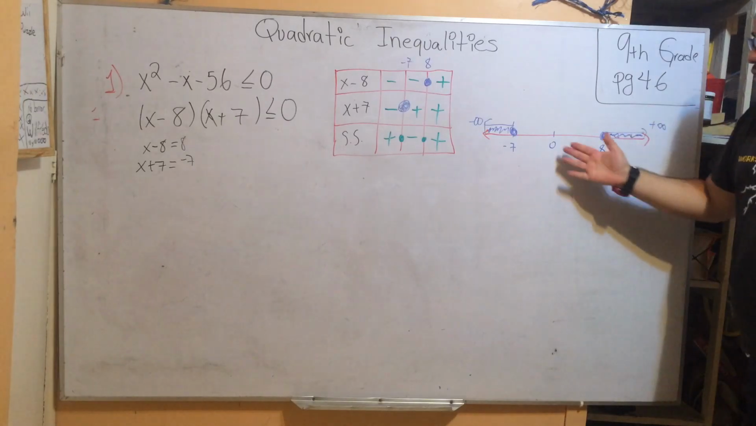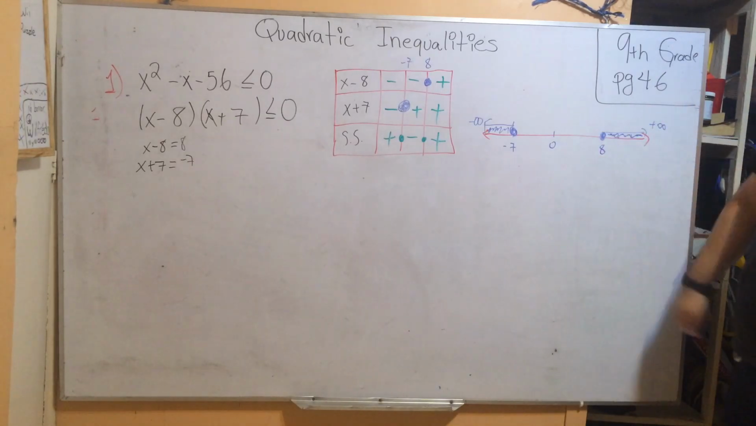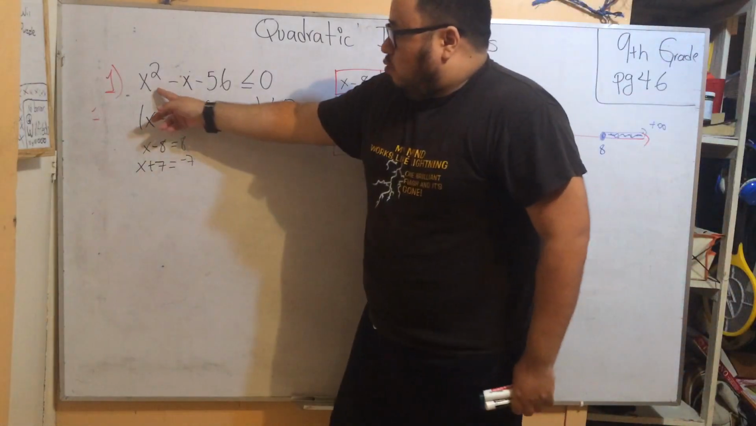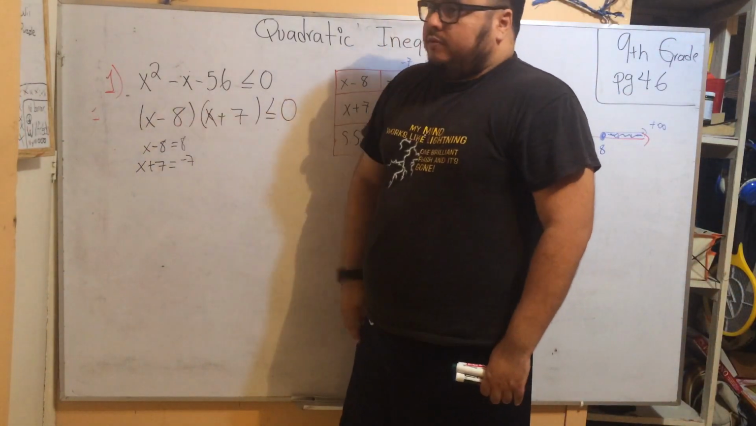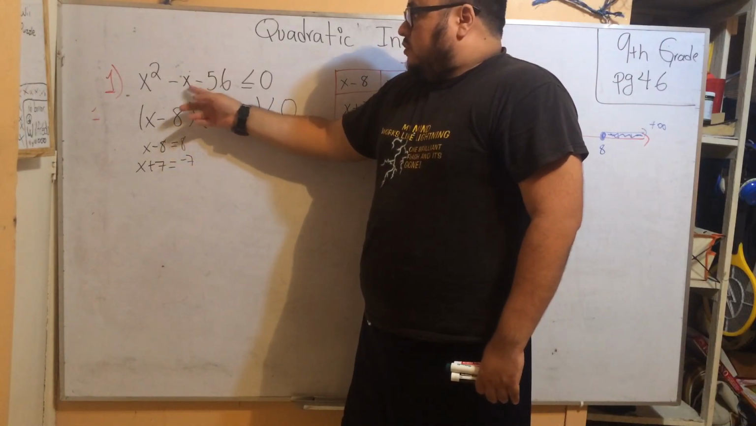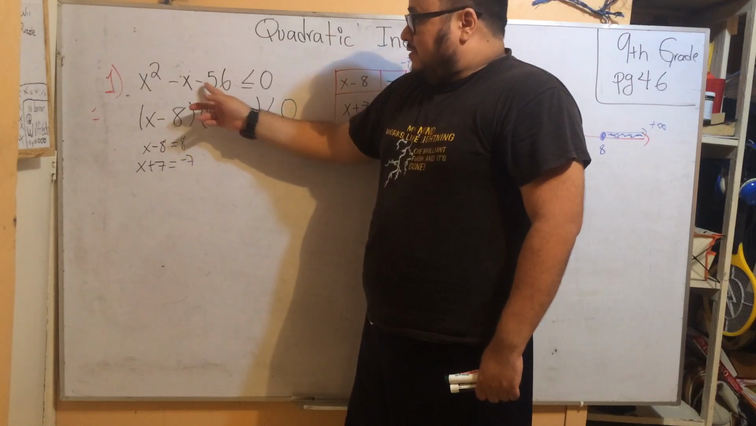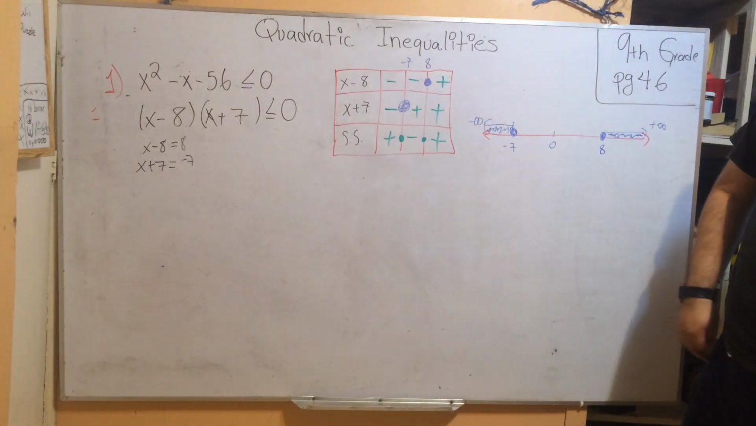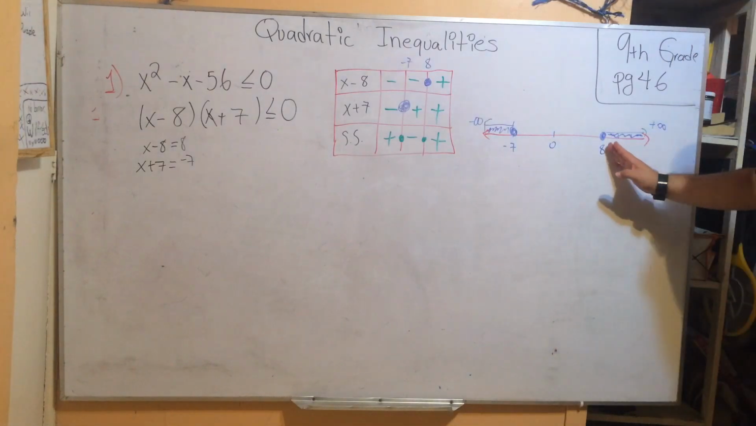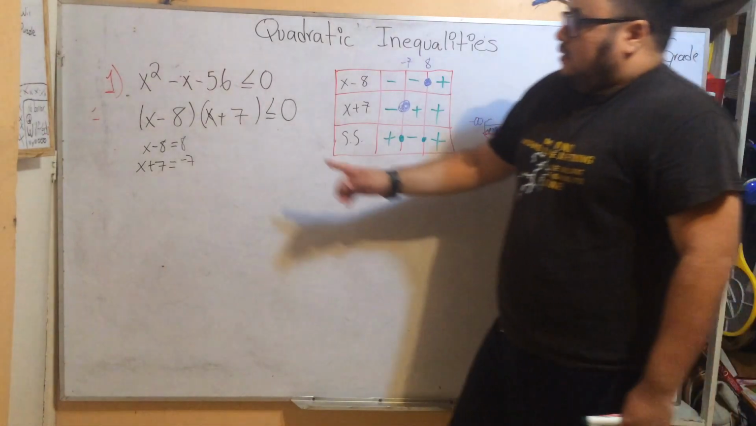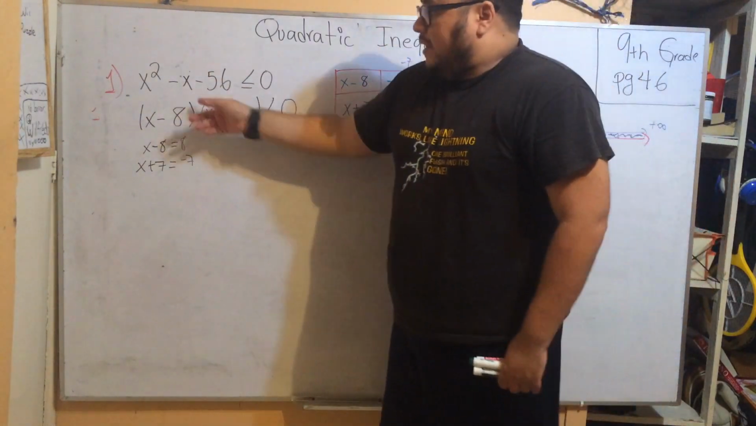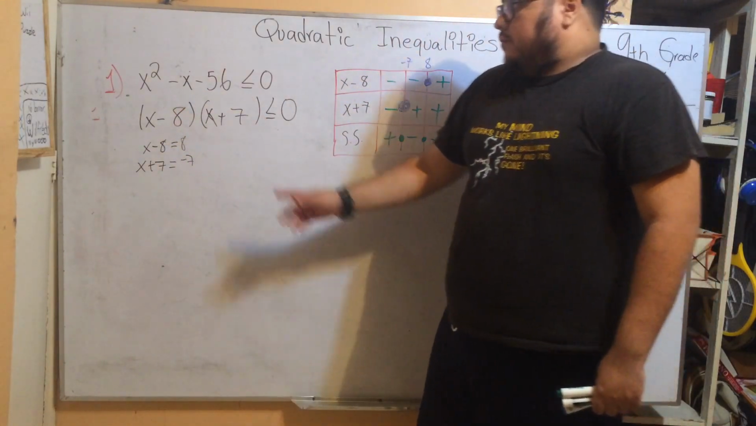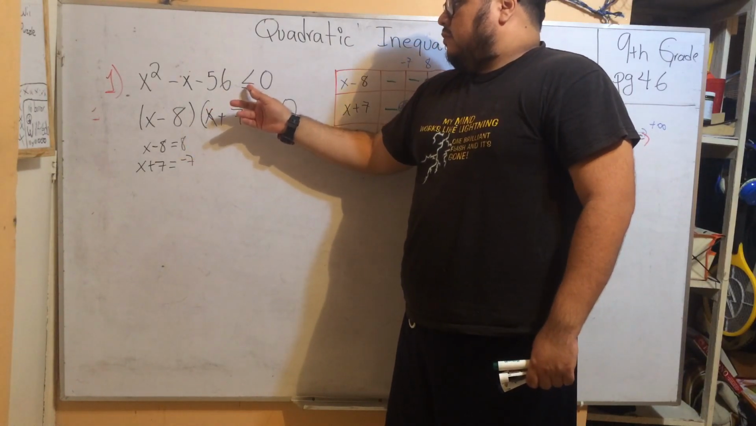So, how do we know that this is correct? Let's take a number here. Let's take 1. If x would be 1, let's see what happens. 1 squared, 1. Minus 1, 0. And 0 minus 56, minus 56. Is minus 56 less or equal than 0? Yes. Let's try a number to the right of 8. Let's say 10. 10 squared, 100. Minus 10, 90. 90 minus 56, 34. Is 34 less or equal than 0?